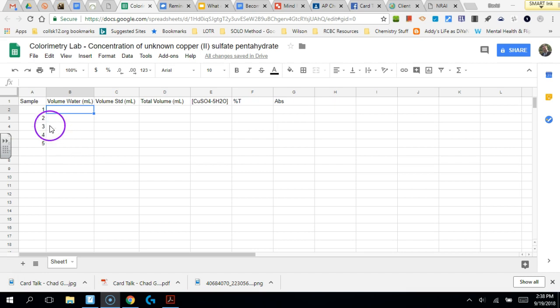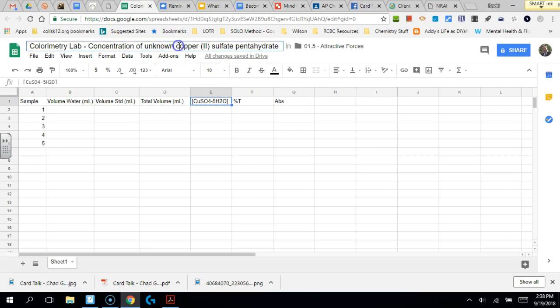In this data table I have all the headers that you're going to need in order to give me all the data that you're going to need in order to write the lab up. So you're going to need the volume of water that you made for each sample, the volume of the STD, that's the abbreviation for standard, okay? And then the total volume of the total solution, and then anytime you see something in brackets, that's the concentration of that thing in brackets. And so that's copper 2 sulfate pentahydrate, which if you want to see it written out, is written out right here.